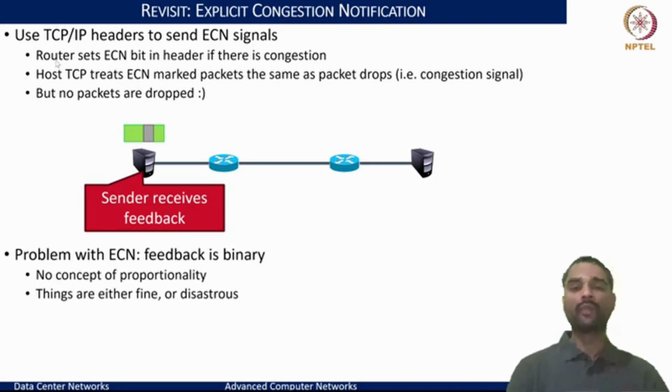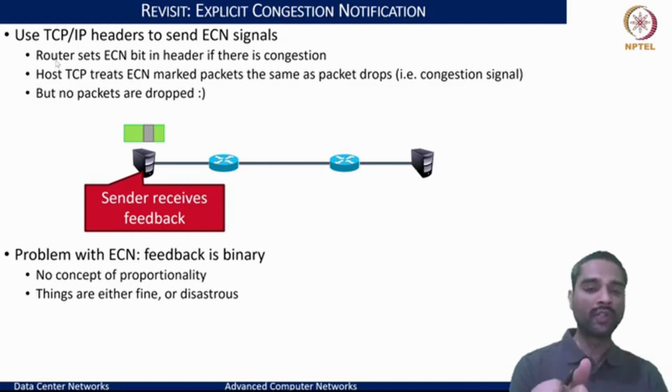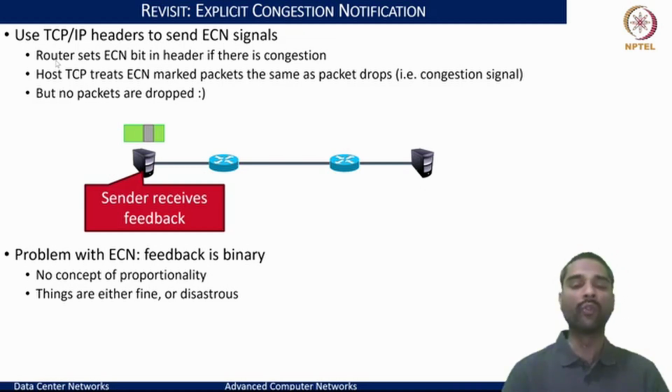And thus, without any packet drops, we are able to ensure that congestion is being worked out from the sender side. But the problem here is that this feedback is completely binary. If any of the packets that you receive has the ECN bit marked, then you would react. That means over 1 RTT, even if I receive just 1 packet or 100 packets with the ECN marking, I react in the same way.